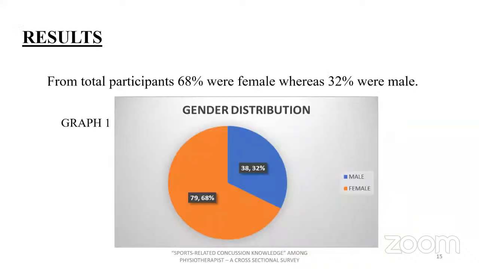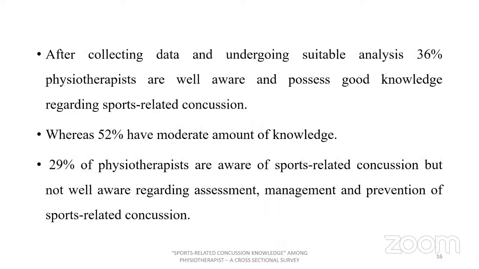Results: from total participants, 68% were female, whereas 32% were male. The area shown in blue shows the male participants, and the area in orange shows female participants. After collecting data and undergoing suitable analysis, 36% of physiotherapists are well aware and possess good knowledge regarding sports-related concussion, whereas 52% have moderate knowledge about concussion.